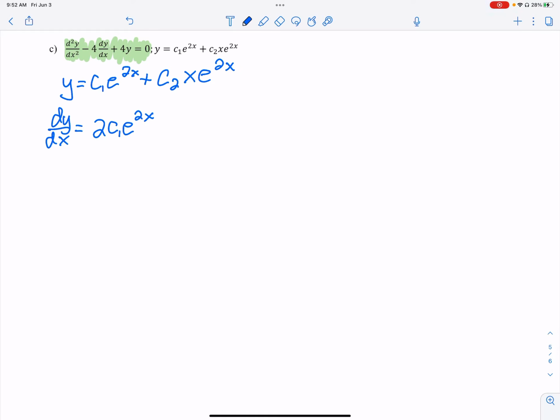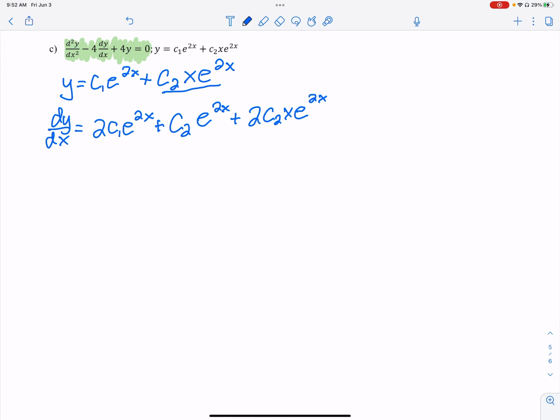They're not going away. All right, unfortunately for here, the second one, we have a product rule. So I'm going to take the derivative of x first, which is a 1, and the c2 is going to stay on all of it because it's a constant. So I get c2 e^(2x). Plus, now I take the derivative of the second, which is e^(2x), which is going to give me a 2. c2 x is still there, e^(2x).